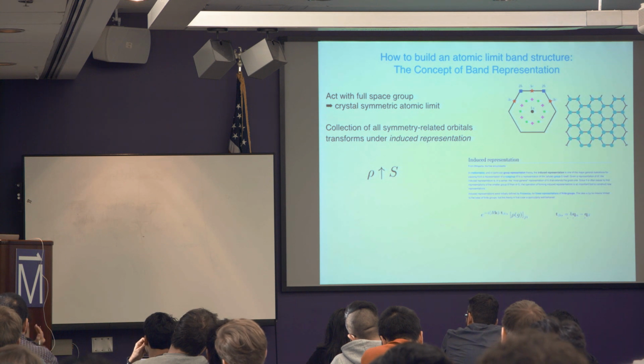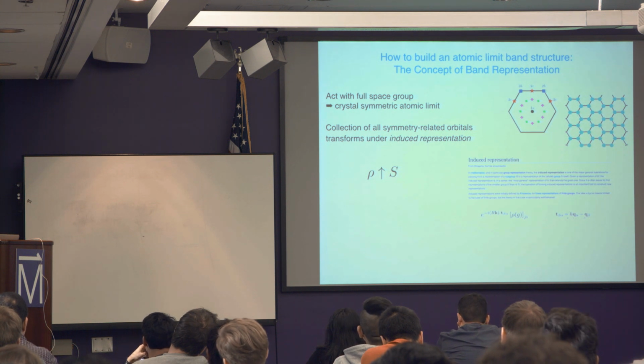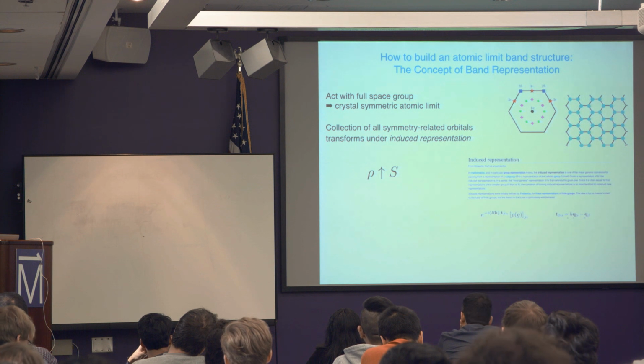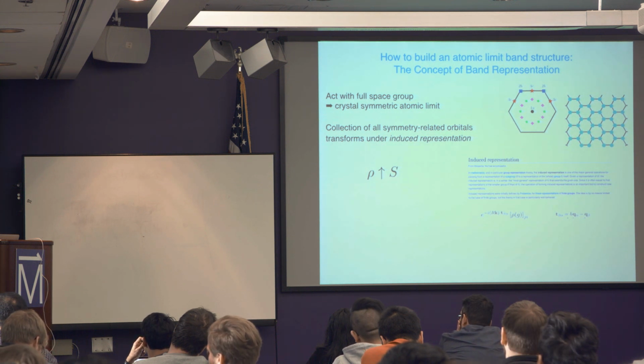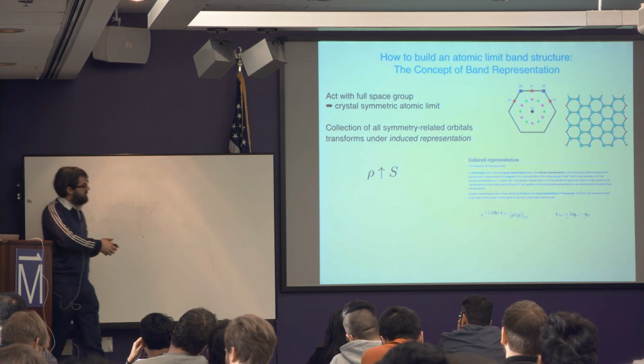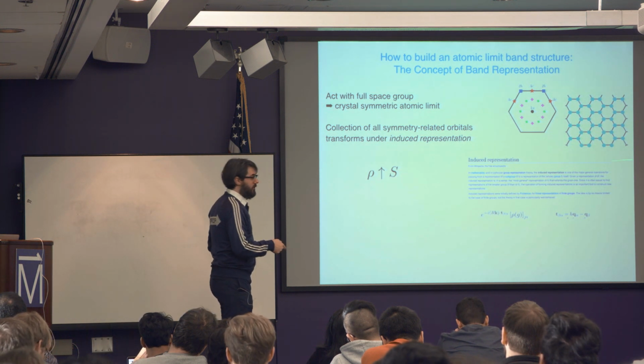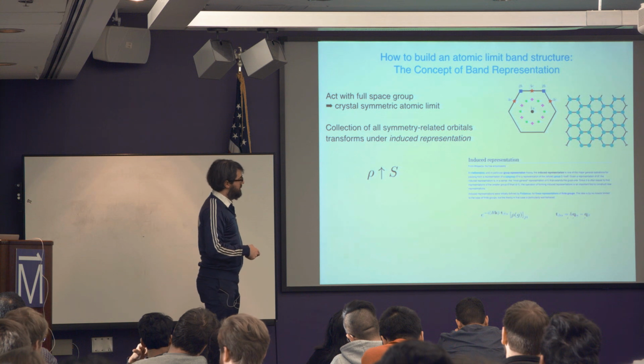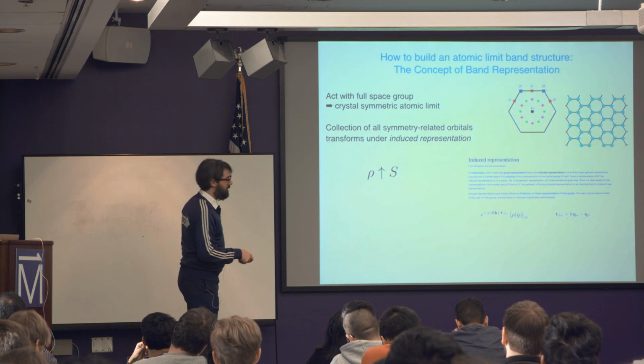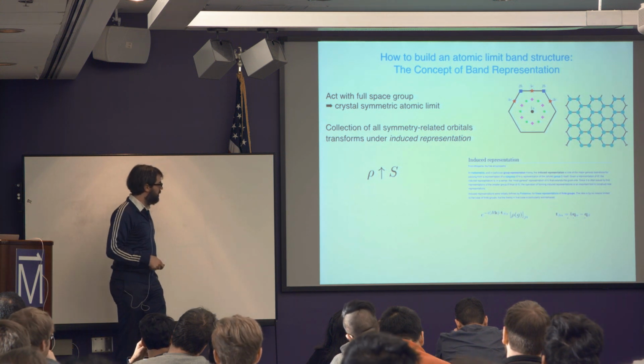Okay, so you take a representation of a subgroup, and you induce it to the full space group, or to the full group. You take a representation of a subgroup, and you induce it to the full group. And this procedure is basically called induced representation. It was, I guess, invented by Frobenius a long time ago.